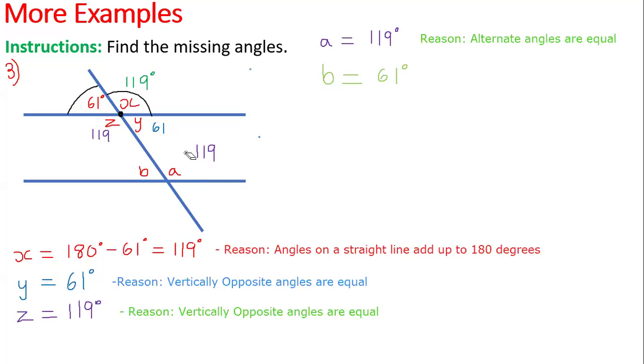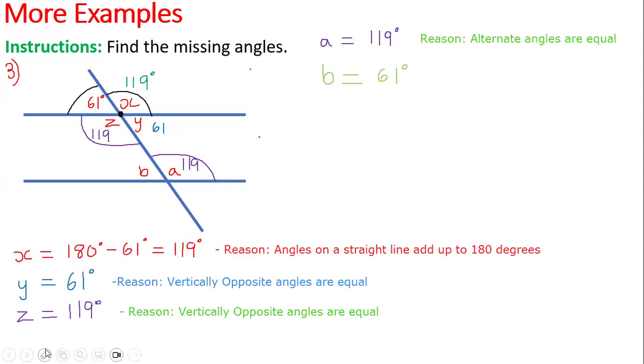They're vertically opposite angles. No, that's not why they're equal. They're equal because they're alternate angles. That's why they're equal. Very good.